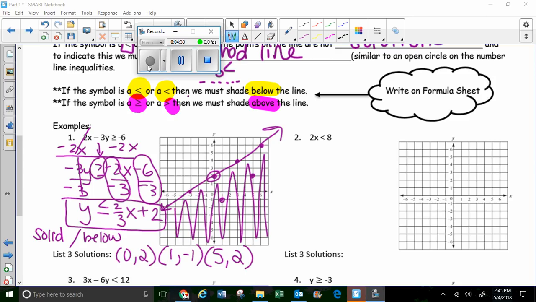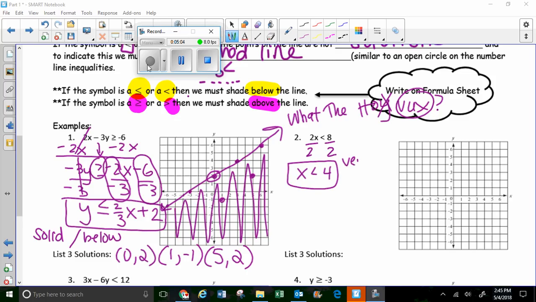All right, looking at number 2, I notice it's kind of a weird equation because the y is missing. So you should be asking yourself, what's the "boy bucks"? I did not just cuss. I said, what the boy bucks? And it's really "bucks" because I'm missing my y. So that means that I'm going to isolate x. So it'll give me x is less than 4. And it's going to be a vertical line. That's what V stands for in "bucks".